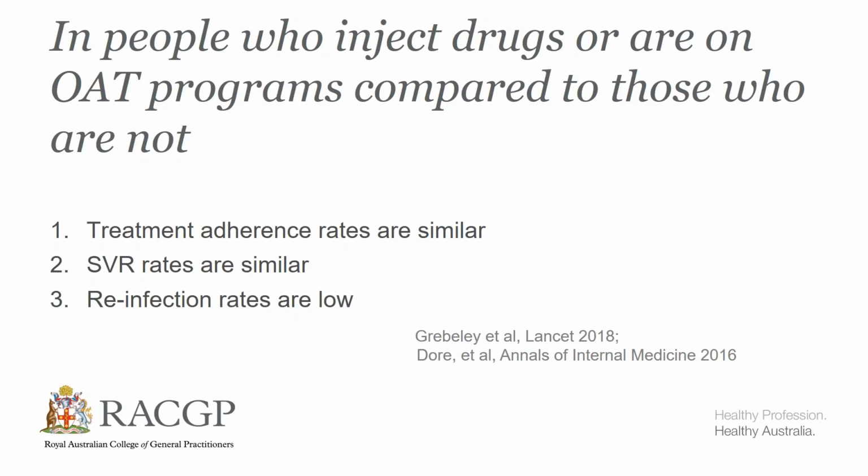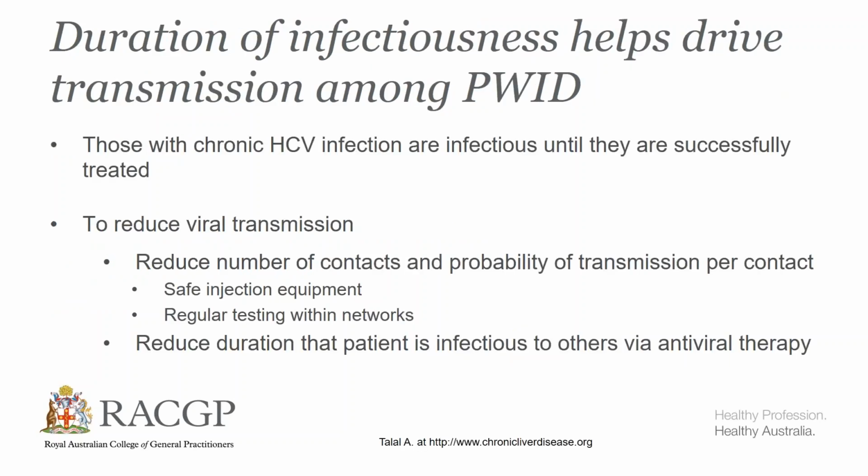Yes. And it's that duration of infectiousness that drives transmission amongst people who inject drugs. We know that those people with chronic hepatitis C are infectious until that virus has gone from their blood. So to reduce viral transmission, we want to reduce the number of contacts and reduce the probability of transmission per contact, recommending the use of safe injecting equipment and regular testing within the drug-using networks. And we want to reduce the duration that a patient is infectious to others. And this is the only way that we're going to be able to eliminate hepatitis C.